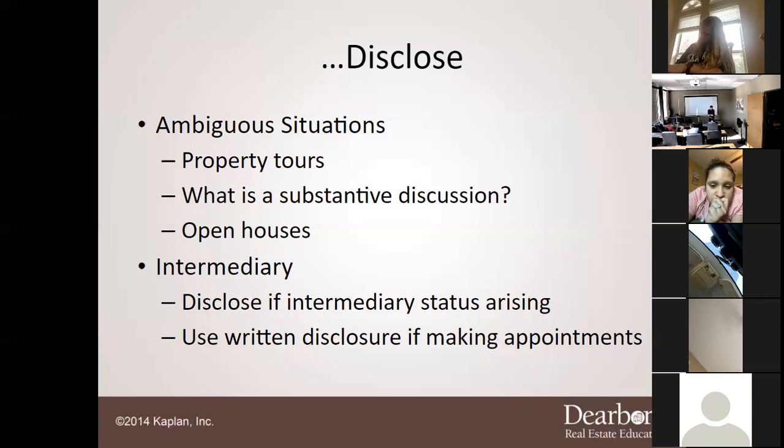But yeah, the office would need clear, definite policies and procedures for intermediary. So disclose if intermediary status is arising. If you think it will arise, just disclose it, and use written disclosure if you're making appointments. Everything in writing.